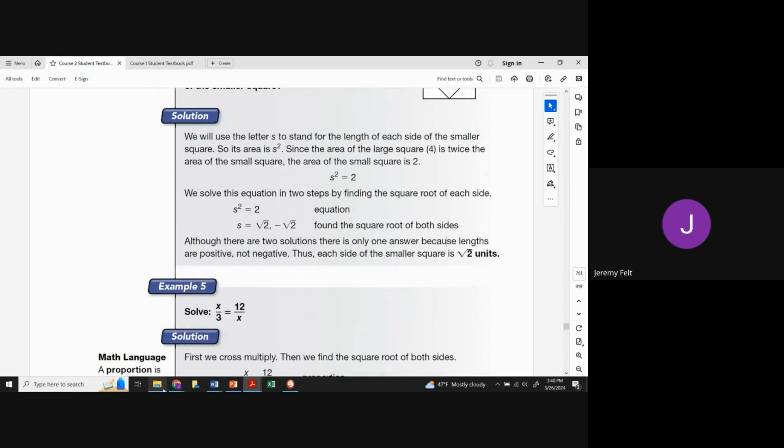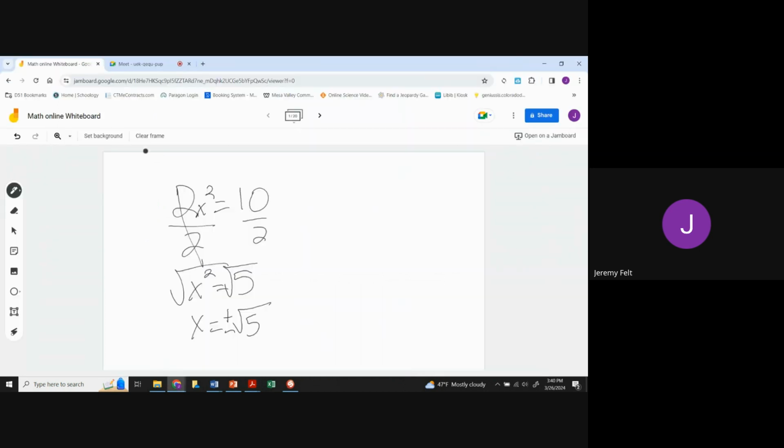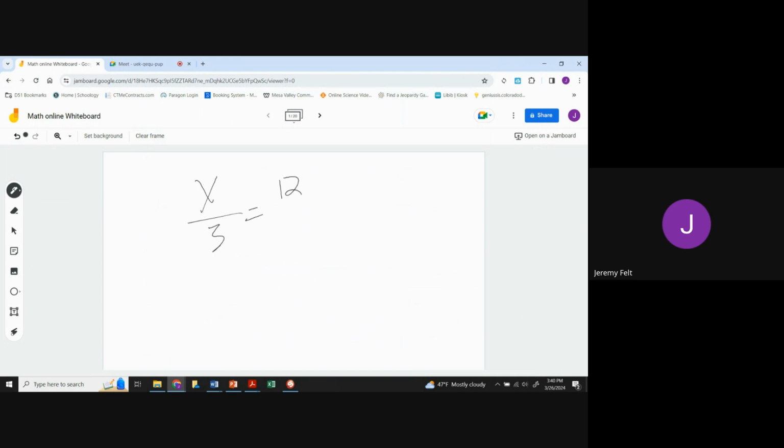Or if you have something like this, x over 3 equals 12 over x. We could sit and try and figure out what can it be? That's going to be the same value here as here. Or we could remember what we talked about, cross multiply. x times x is x squared. 3 times 12 is 36. So we know we can cross multiply. The cross products have to be equal for the fractions to be equal.